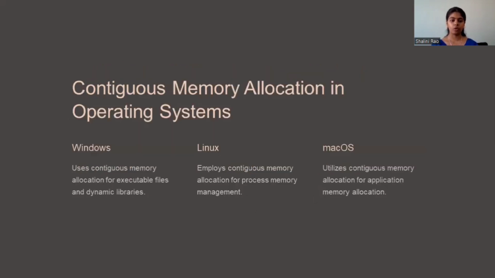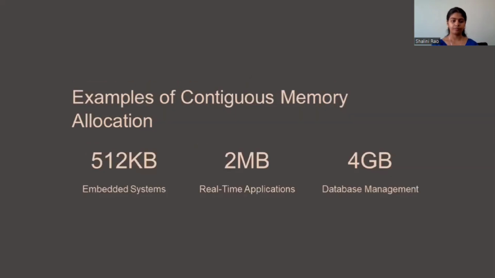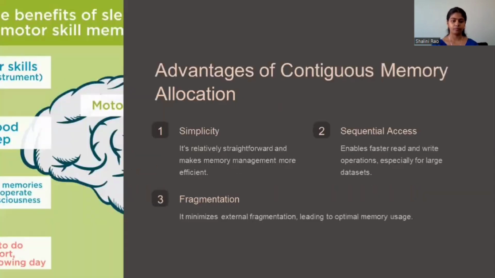Contiguous memory allocation in operating systems. Windows uses contiguous memory allocation for executable files and dynamic libraries. Linux employs contiguous memory allocation for process memory management. Mac OS utilizes contiguous memory allocation for application memory allocation. Next, we have examples of contiguous memory allocation: 512 KB for embedded systems, 2 MB for real-time applications, 4 GB for database management.